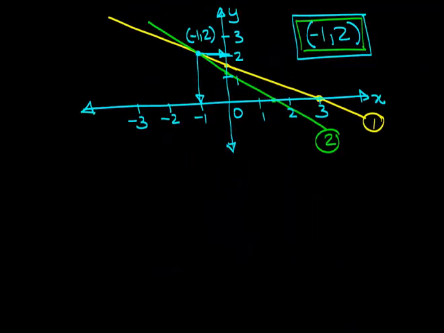The second way to solve a system is by substitution. The goal of substitution is, we have a system that has 2 equations and 2 unknowns, right?